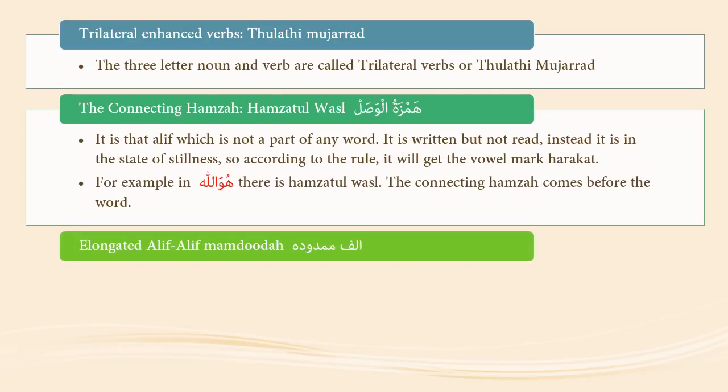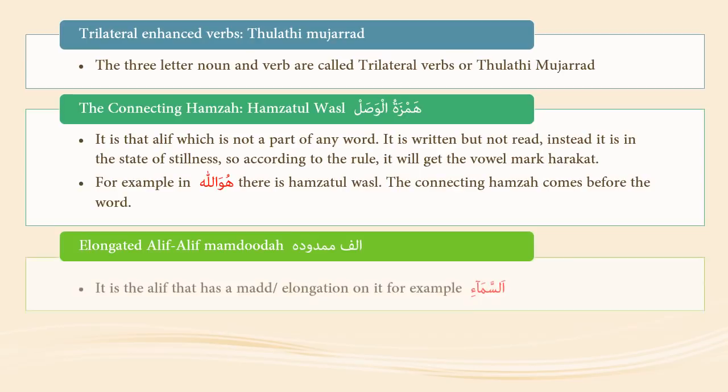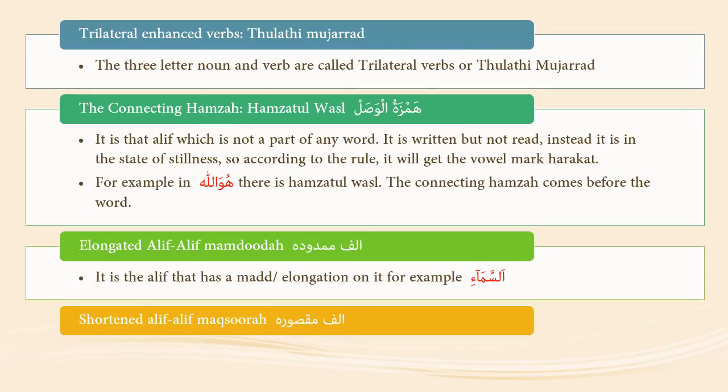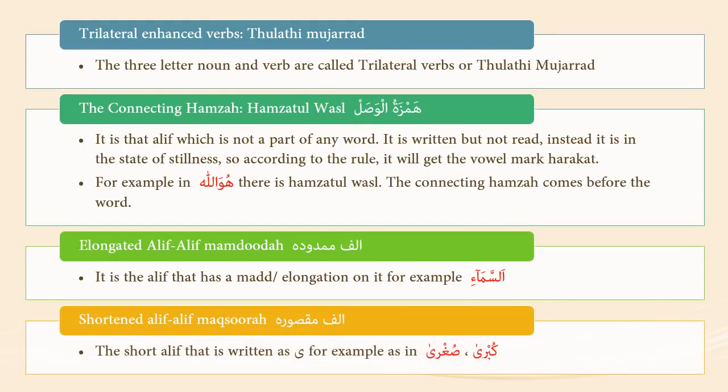Elongated alif, alif mamduda. It is the alif that has a mad or elongation on it. For example, as-samai. Shortened alif, alif maqsoora. The short alif that is written as ya, for example, adin kubra sughra.